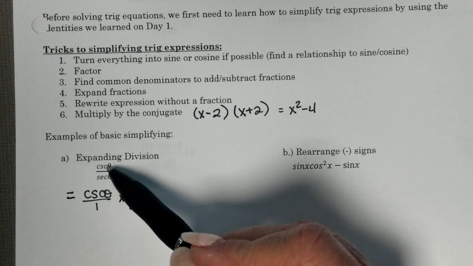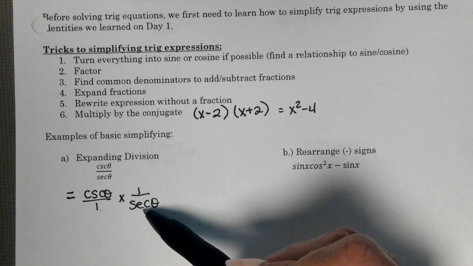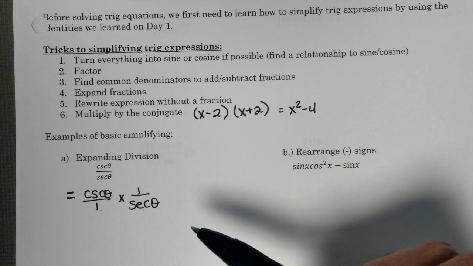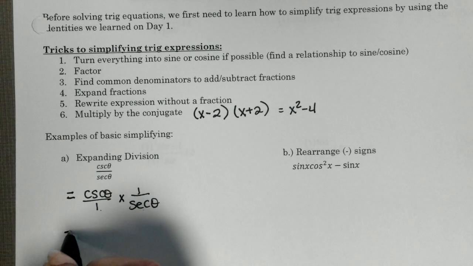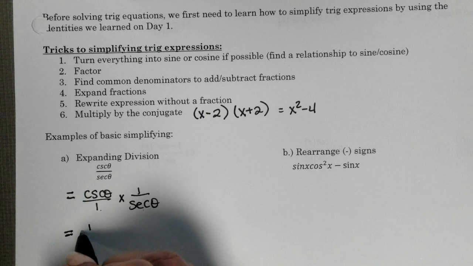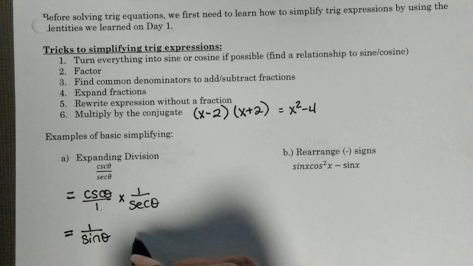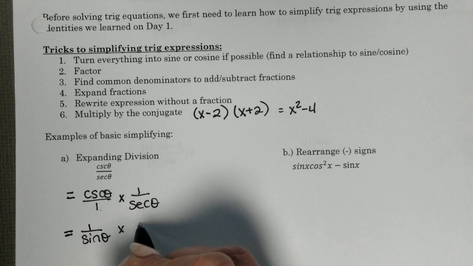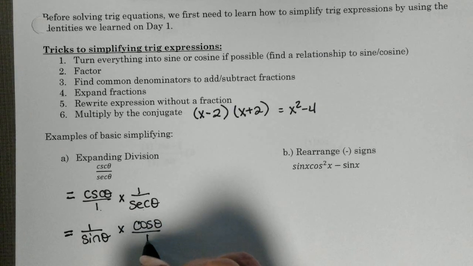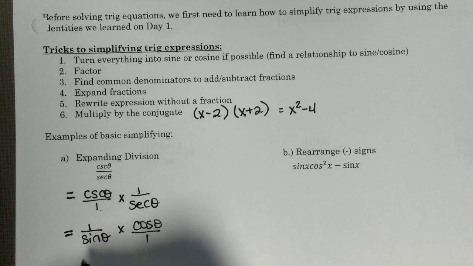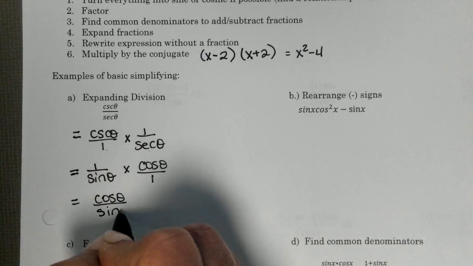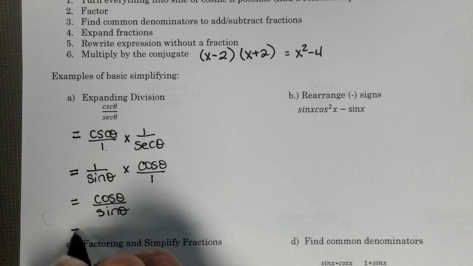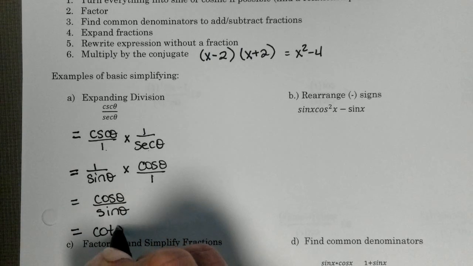So I just broke it out. Cosecant is on top, so it's over 1. Secant is on the bottom, so it's underneath 1. Now, I can use my reciprocal identity to rewrite cosecant. So cosecant over 1 is 1 over sine, and 1 over secant is cosine over 1. Those are our reciprocal identities. Then if I multiply that back together, I have cosine over sine. And then cosine over sine is cotangent.